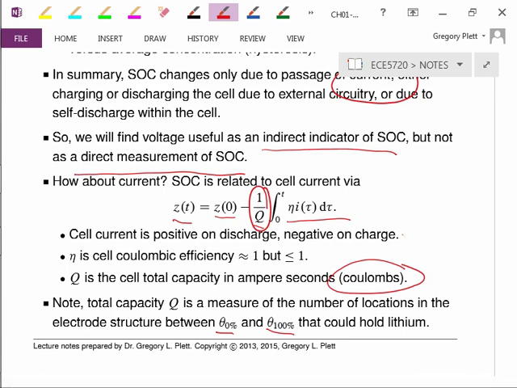So total capacity: a lot of people say capacity varies with temperature. No, it doesn't. Usable capacity does, discharge capacity does, total capacity does not. We'll see that more in chapter 4.